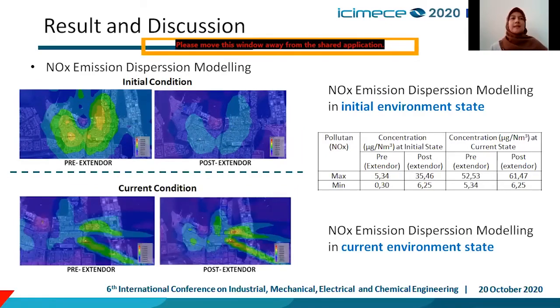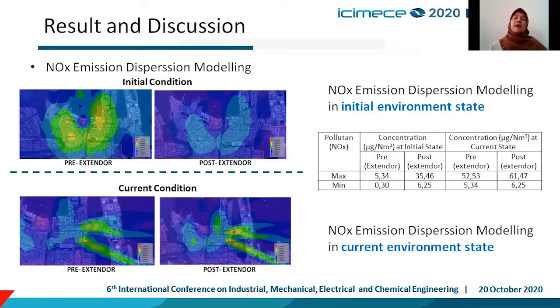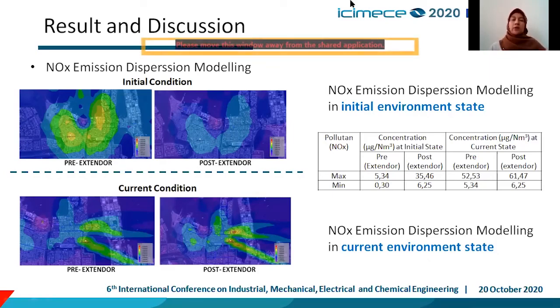Next, we can see the NOx emission dispersion modeling. The concentration at post-extender at initial state and current state is higher than pre-extender. As I described before, the NOx is higher because the temperature at the combustion outlet is higher, so it forms more NOx in the emission.